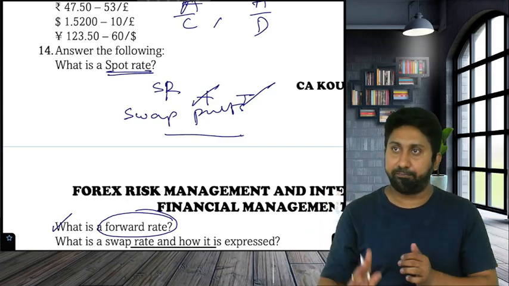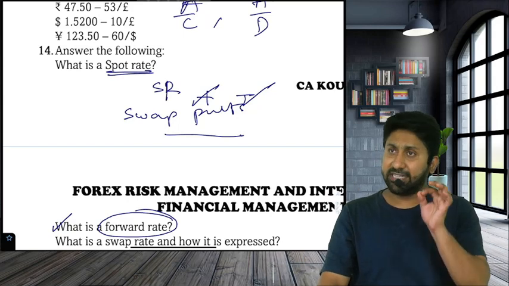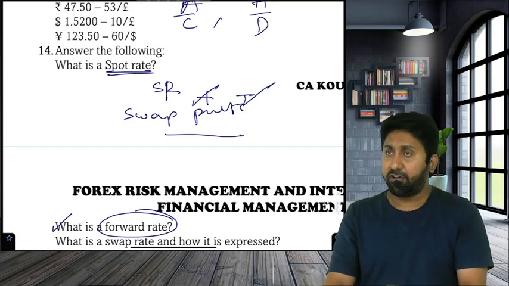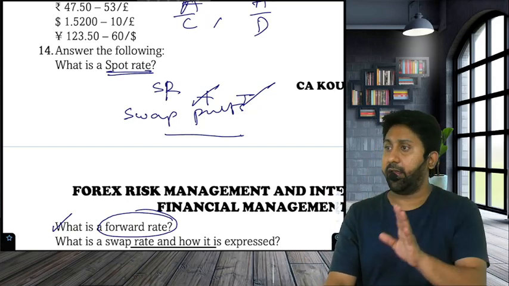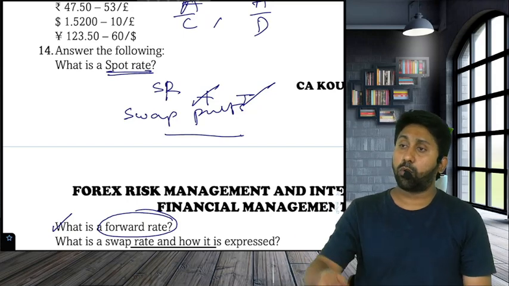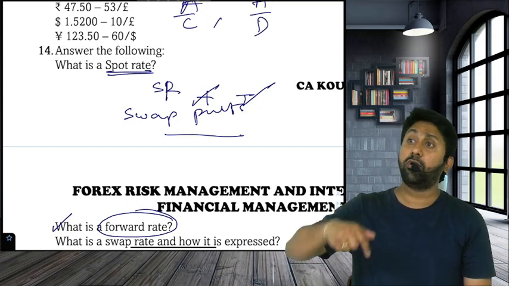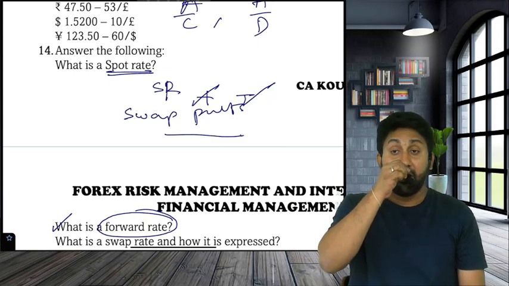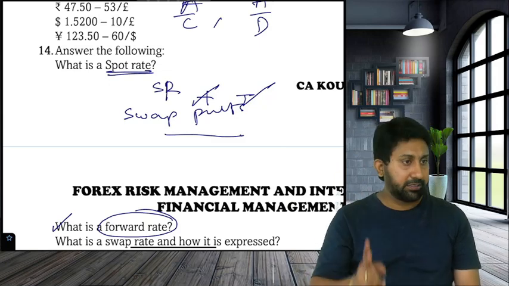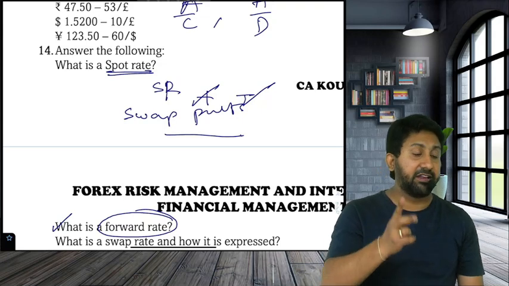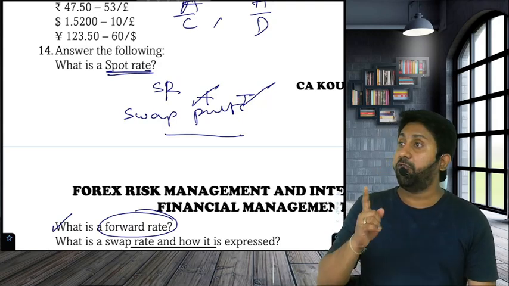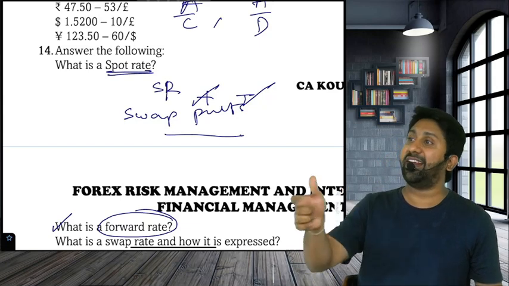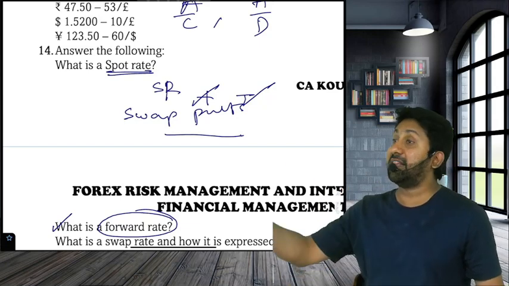Repetition for the last time. Spot rate is a rate given today for a transaction to be executed today. Forward rate is a rate quoted today for a transaction to happen at a future date. Swap points. What is the swap? Forwards can be of two types: one is a fair forward, another is an actual forward. Fair forwards are calculated through theories. Actual forwards are given by the bankers.